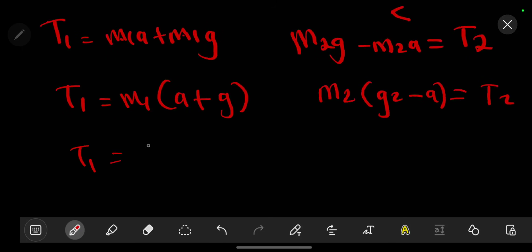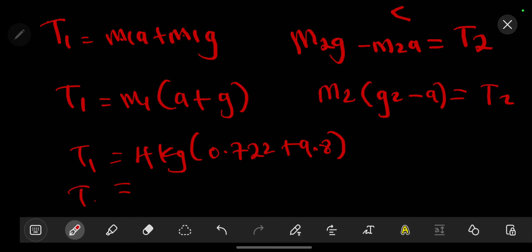So T1 is equal to 4 kg times the acceleration, which we have found to be 0.722, plus 9.8, like that. Tension is a force. So we are going to have 4 times 0.722 plus 9.8. This is going to give us a value equivalent to 42.09 newtons, or 42.1 newtons.